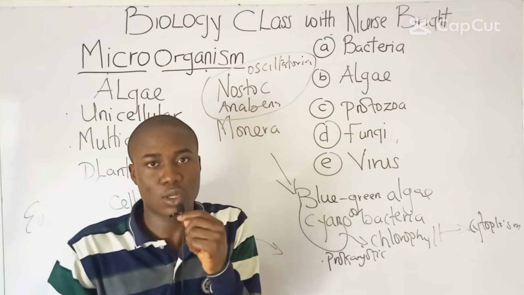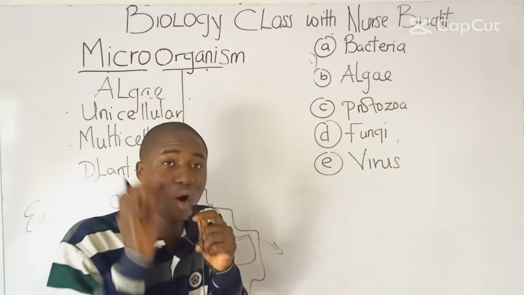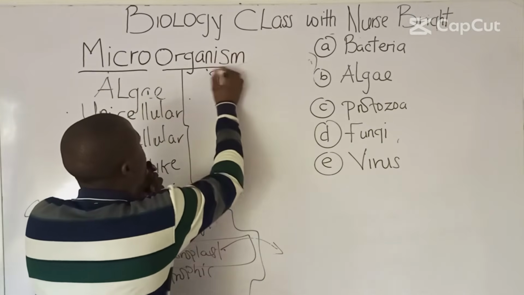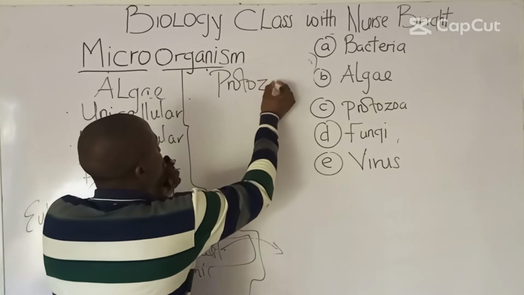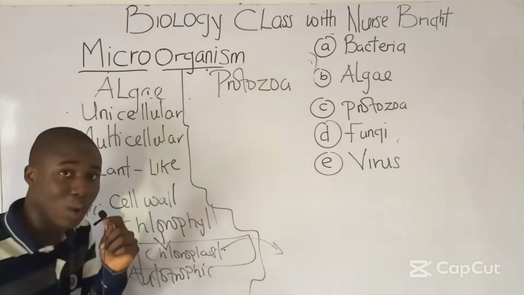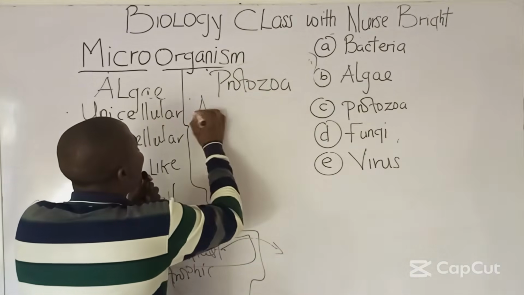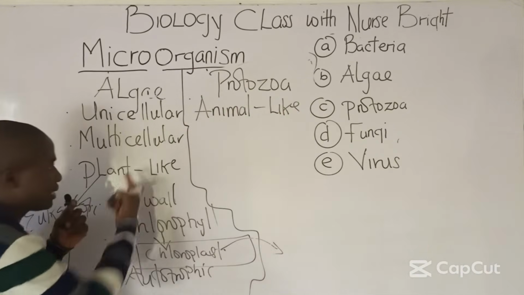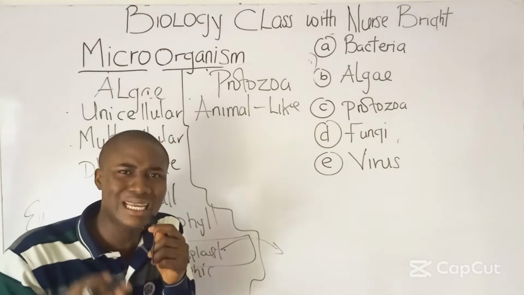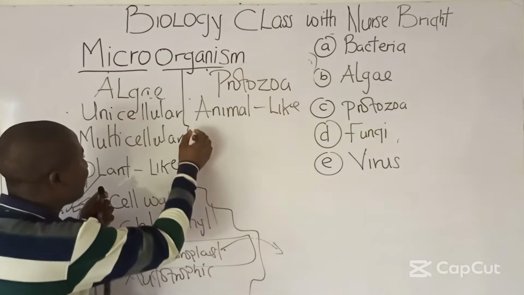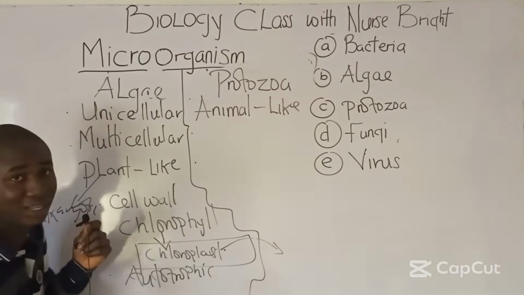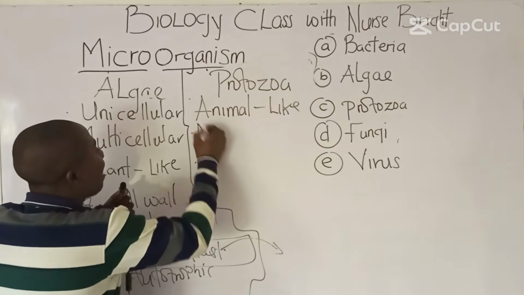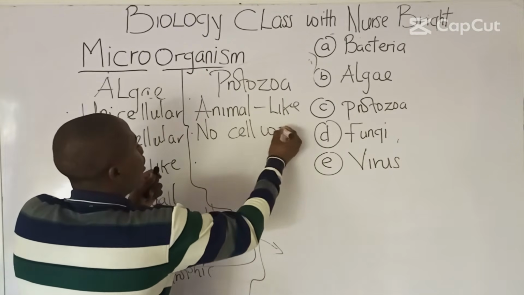So the microorganisms called the protozoa. Now moving over to the next category of microorganism, we'll be talking about the protozoa. It must be noted that protozoa are animal-like. Remember, algae are plant-like, but protozoa are animal-like. Since they are animal-like, will they have a cell wall? No, they don't have a cell wall. They basically have the cell membrane and no cell wall.